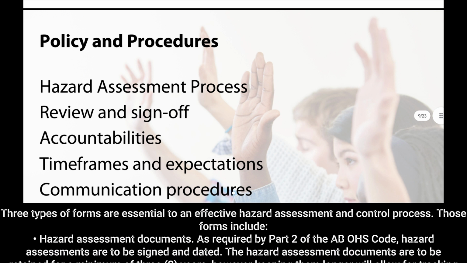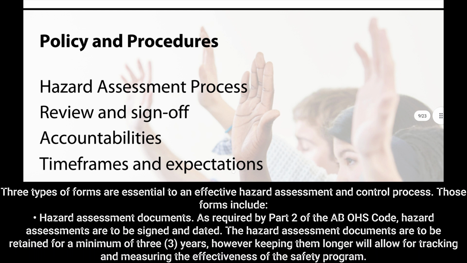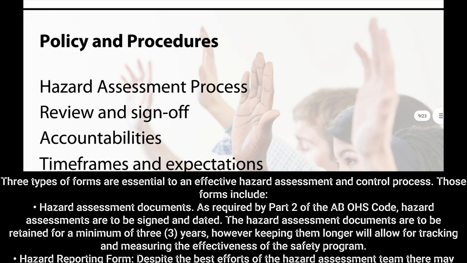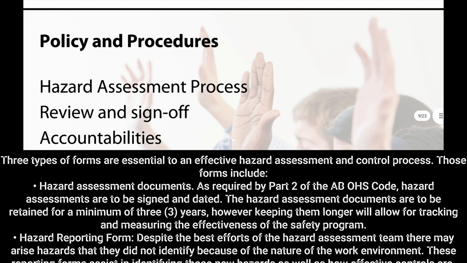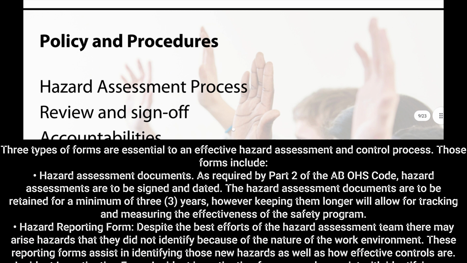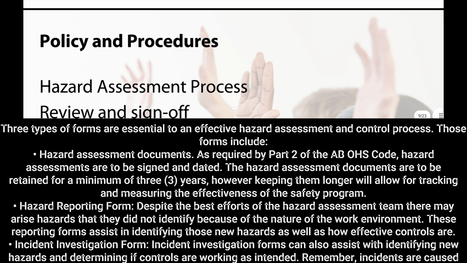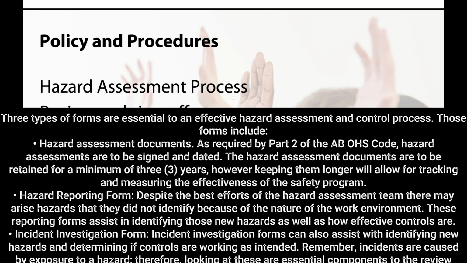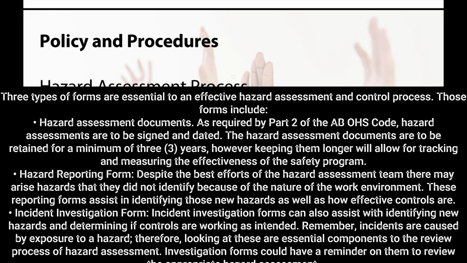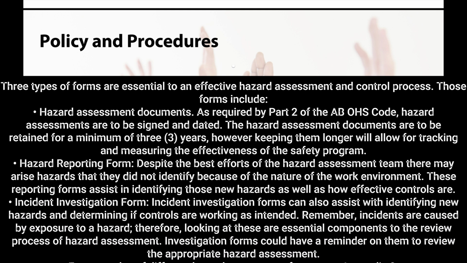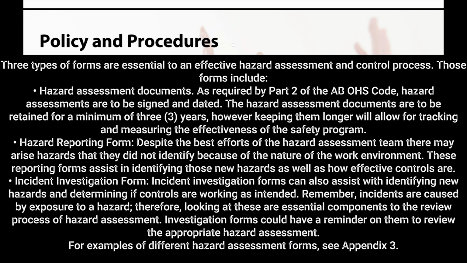As required by Part 2 of the ABOHS Code, hazard assessments are to be signed and dated. The hazard assessment documents are to be retained for a minimum of 3 years, however keeping them longer will allow for tracking and measuring the effectiveness of the safety program. Hazard reporting form. Despite the best efforts of the hazard assessment team, there may arise hazards that they did not identify because of the nature of the work environment. These reporting forms assist in identifying those new hazards as well as how effective controls are.